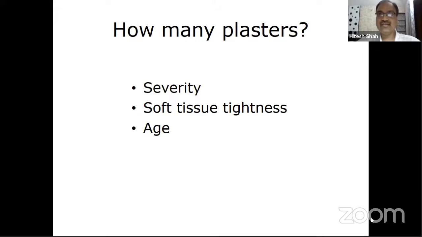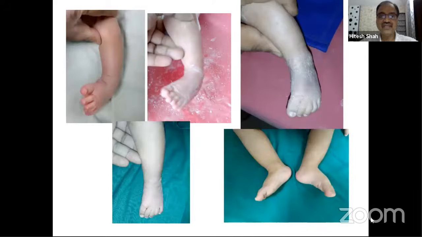Regarding soft tissue tightness, if there is suppleness in the foot, it will require fewer casts. A rigid deformity will require more casts. This is an example where we can see all the deformities. In the first plaster, we can correct the cavus. After that, it is quite straight and the forefoot abduction gets corrected. After that, we do the external rotation. And after tenotomy, the child has got complete correction of the clubfoot, and it is visually a normal-looking foot.